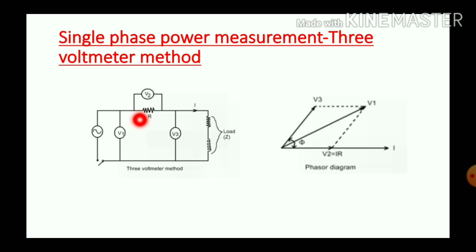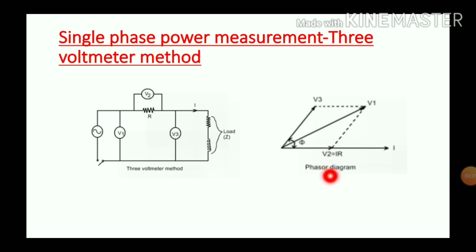Here, R is a pure resistor, so voltage V2 and current through the resistor are in phase with each other. Here, V3 is the voltage across the RL load. Due to the inductive nature, the current through this load always lags the voltage by an angle phi.